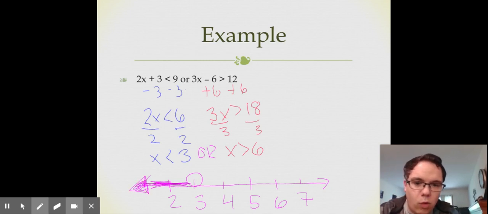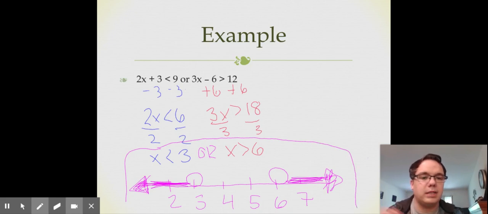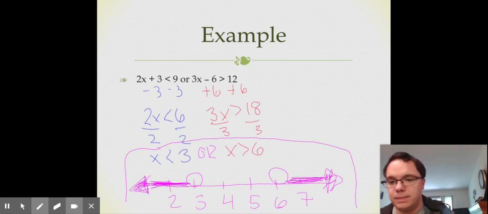And then or x is greater than 6. So I put an open dot on 6 again. And then which numbers are bigger than 6? Well, 7 is. So I'm going to shade to the right. So my graph goes off in either direction, showing that my solutions go off in either direction. So here's my solution. X is less than 3, or x is greater than 6.